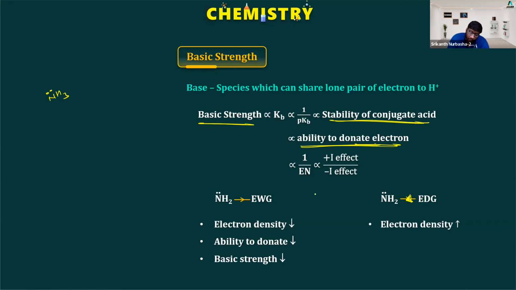NH2 connected to an electron donating group, the arrow will be reversed. The electron donating group will increase the electron density on nitrogen, so the ability to donate increases. If the ability to donate increases, basic strength will increase. Basic strength will be increasing in the case of NH2 connected to an electron donating group, and decreasing in the case of NH2 connected to an electron withdrawing group.